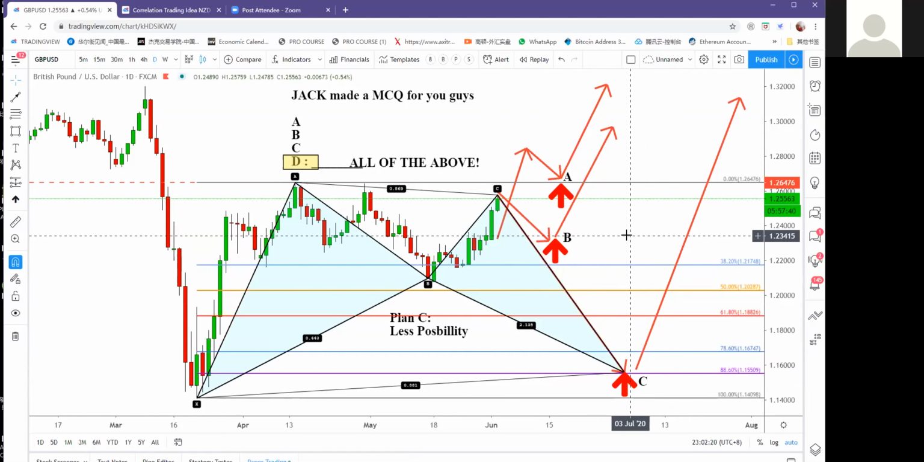Yeah, you guys are laughing, right? No, I'm not trying to cheat you guys, but it's the real process of a professional trader. We don't guess the market, but we are always prepared for any scenario.